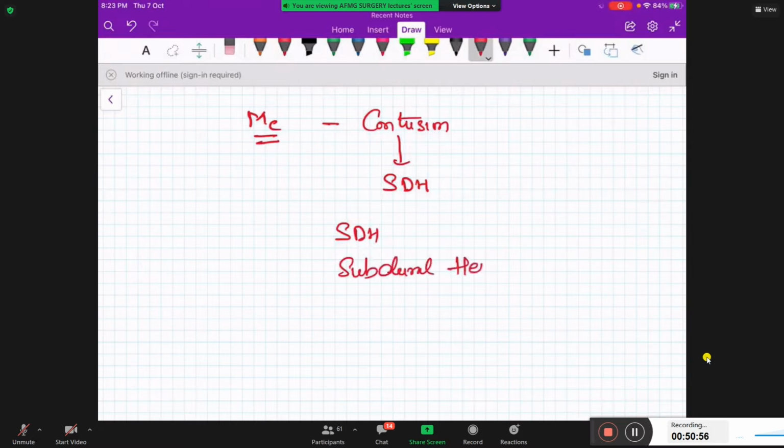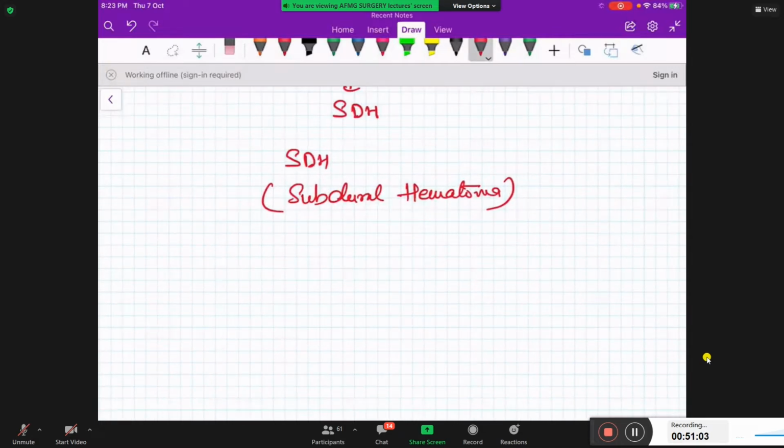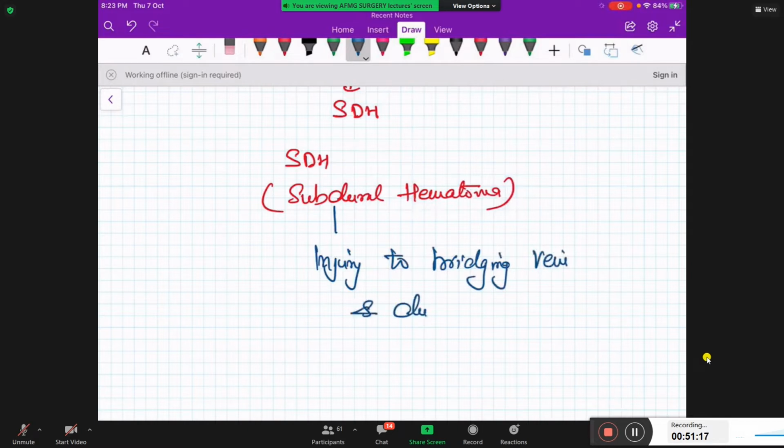Subdural hematoma. Now, this subdural hematoma is due to injury to bridging veins and dural sinuses. SDH is due to injury to the bridging veins or dural sinuses, right?